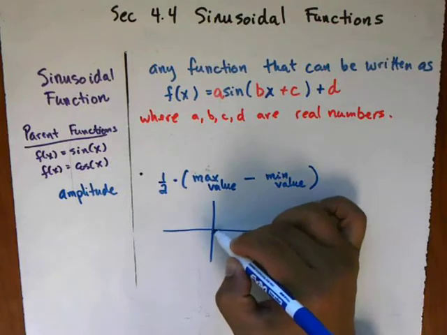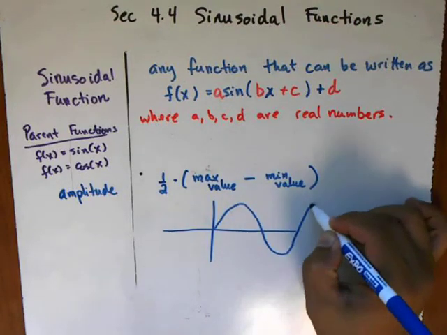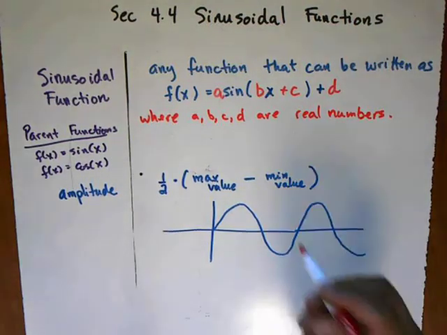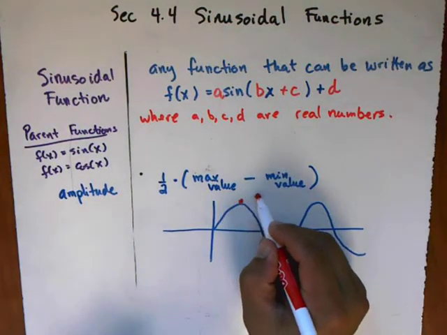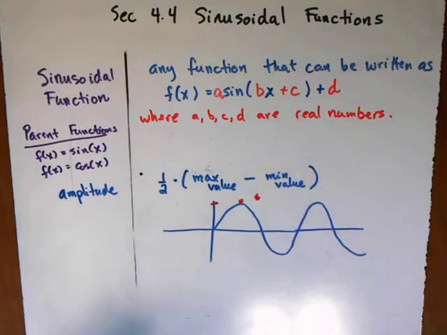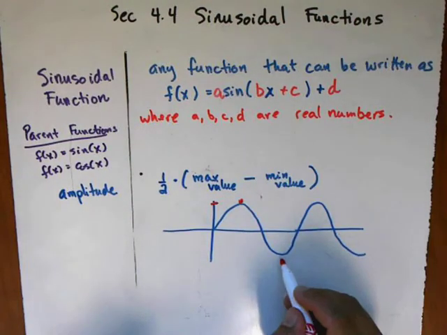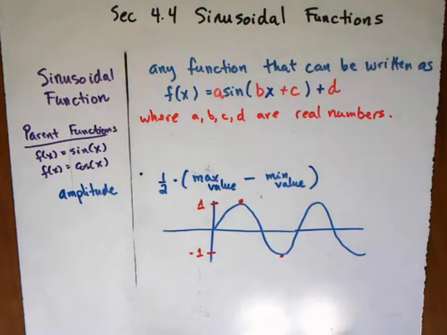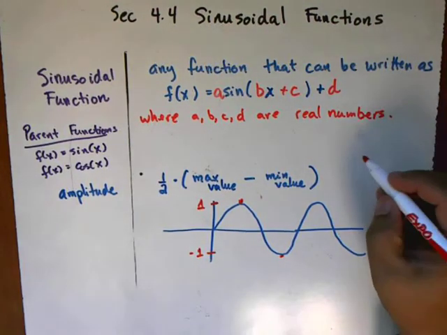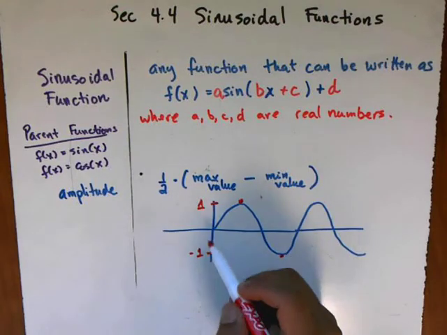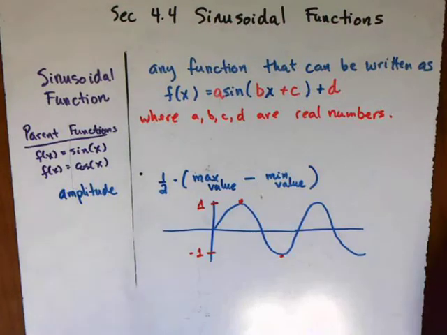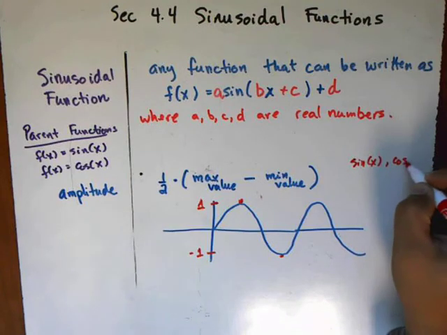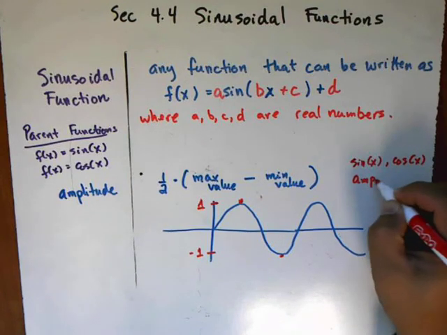So let's say I have a sine function that behaves like this. Well, in this sine function, the maximum value is at 1. So this is the maximum value up here. The minimum value here is at -1. So for sine and cosine, I take 1 minus -1 times 1/2, and that gives me 1. So for sine of x and cosine of x, the amplitude is equal to 1.